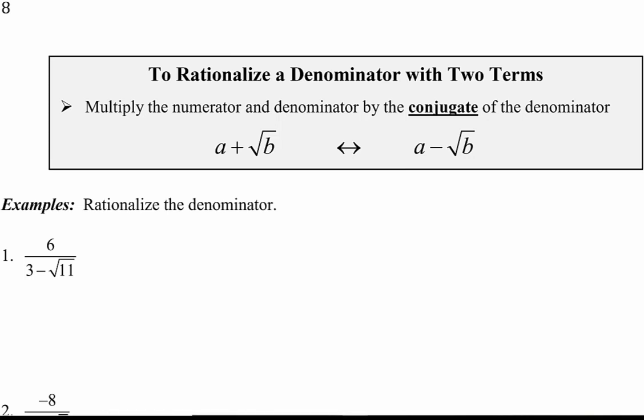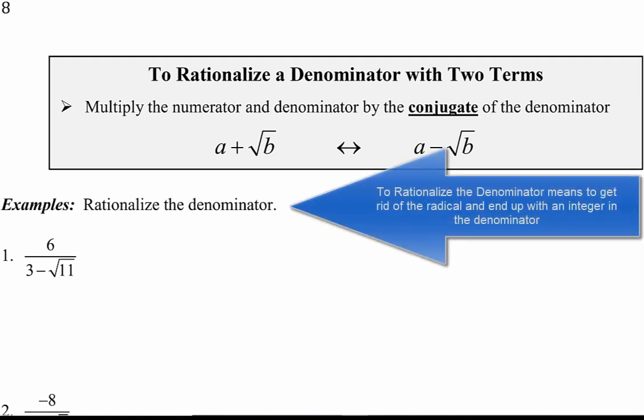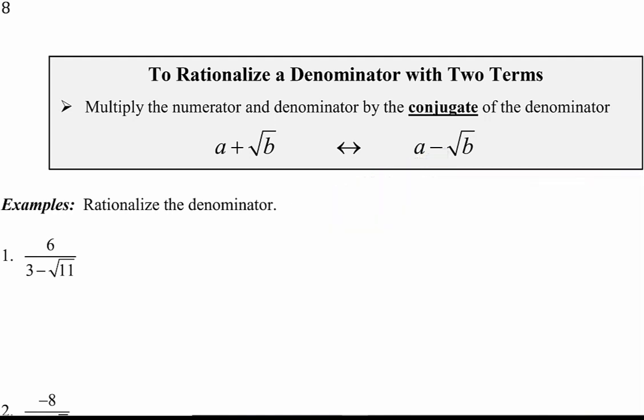In this video we're going to talk about how we rationalize the denominator when the denominator has two terms. And just a reminder of what we mean by rationalizing the denominator: that means getting rid of any radicals in the denominator and ending up with an integer. An integer is part of a set of numbers called the rational numbers. So that's why we call it rationalizing the denominator.